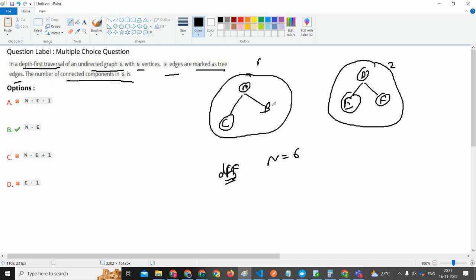Six. Right? You have six vertices. Okay, how many edges do you have in this graph? Four. Very good. So, what is n minus e? What is the value? Two. So, what is the two?